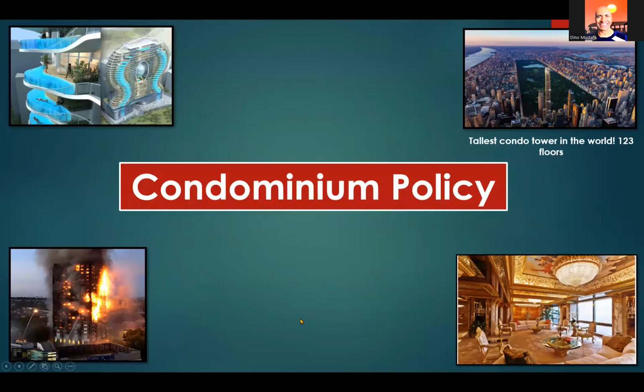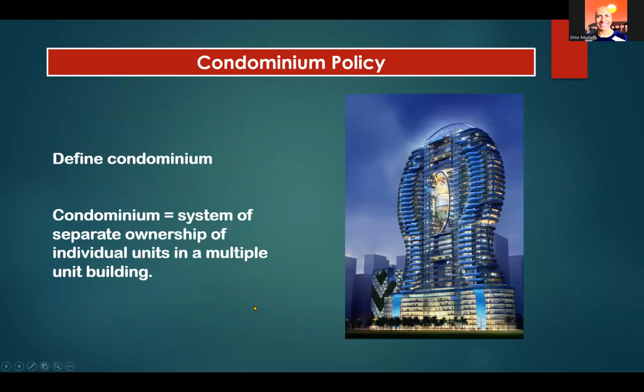The condo policy is very unique. The condo policy has some unique coverages. So what's a condo? It's a system of separate ownership of individual units in a multiple unit building. So for the whole building, the condo corporation has to have their own insurance. And each individual unit owner has to purchase what they call unit insurance.